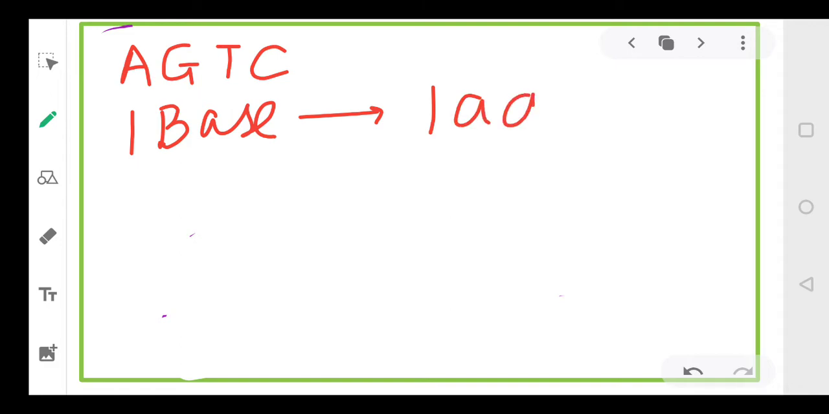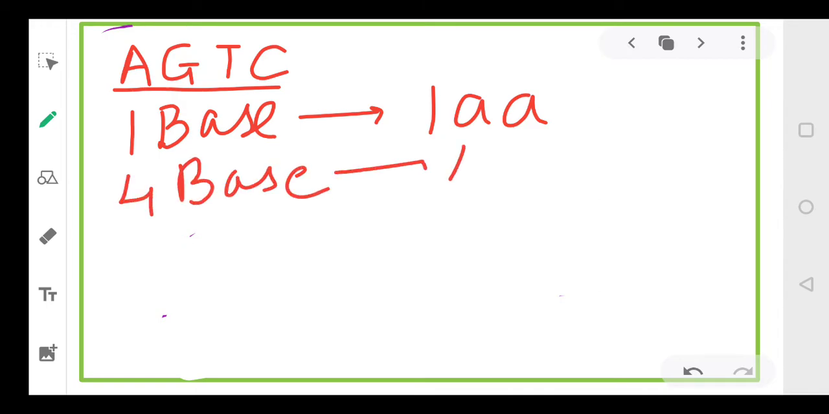Now let's see how amino acids will be formed. Suppose we have 4 bases A, G, T and C. Now suppose we assume that one base will form one amino acid. So we have 4 bases, and 4 bases will form 4 amino acids. And in totality, we have 20 amino acids. So this concept fails. It will not work, because one nitrogenous base cannot form all the 20 amino acids that we have today.